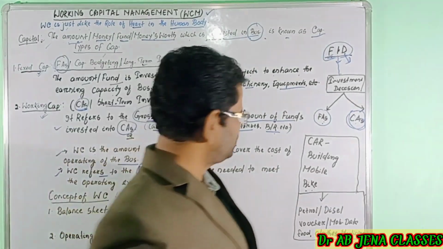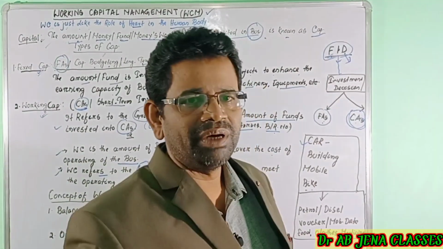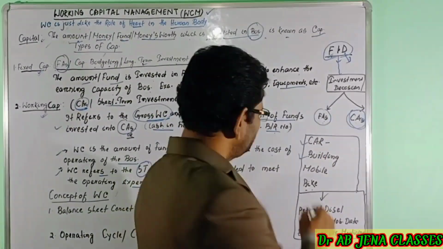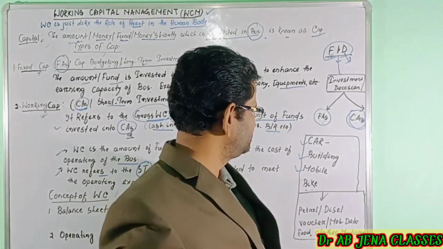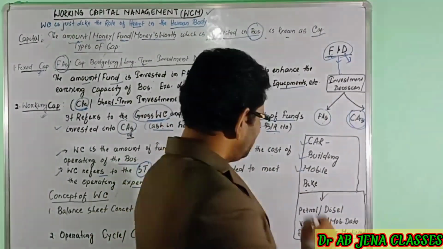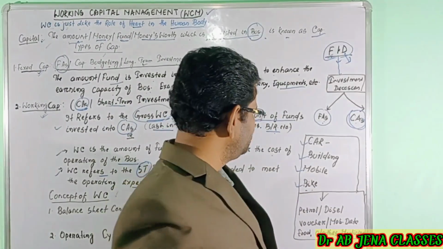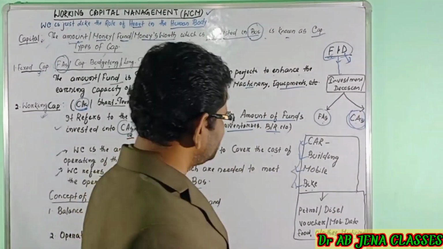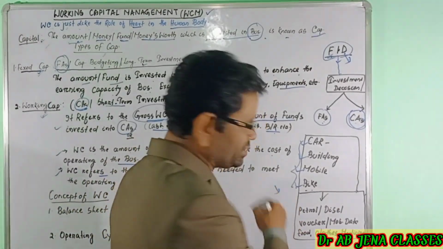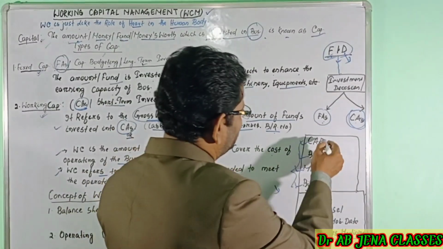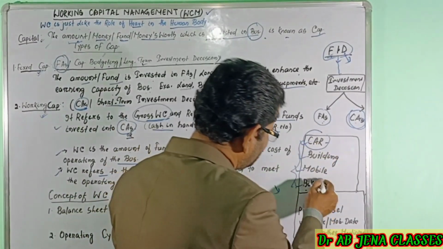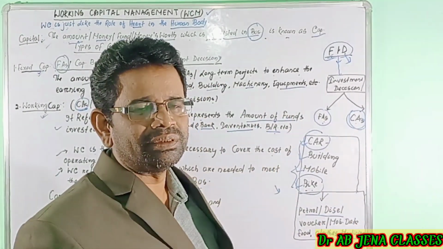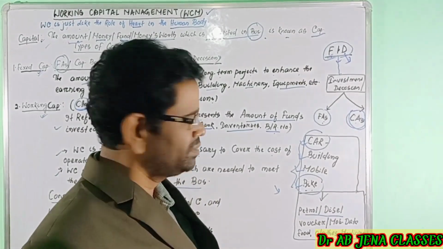Okay, dear friends, come to this example. Suppose you have a car, or you purchase a building, or a very good smartphone, or a bike. These are the fixed capital, fixed assets. For day-to-day operation, you need funds. For driving the car or the bike, what will you need? The petrol or the diesel.